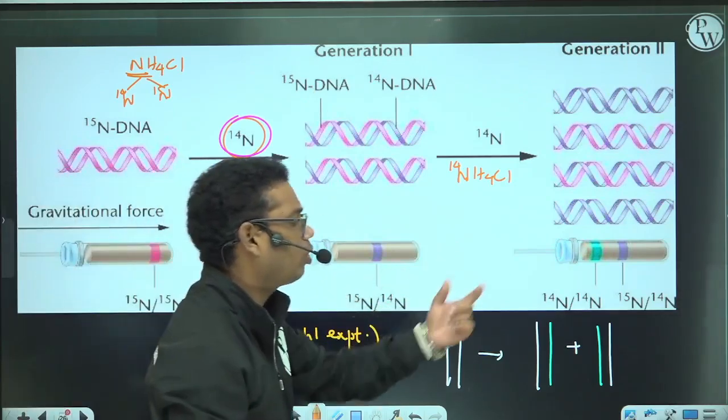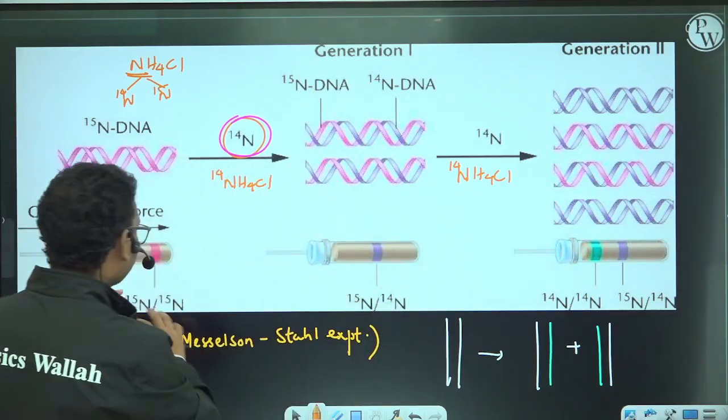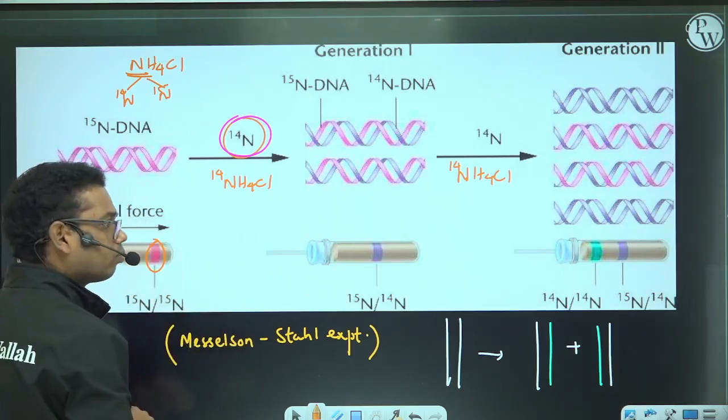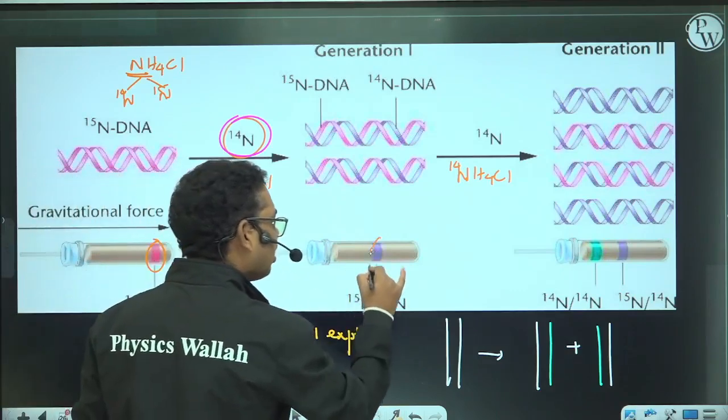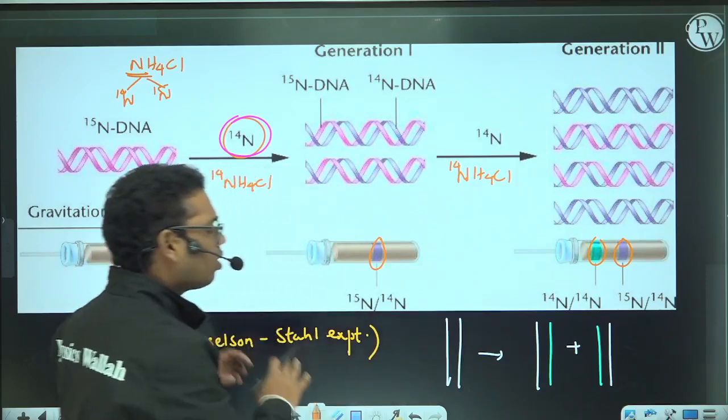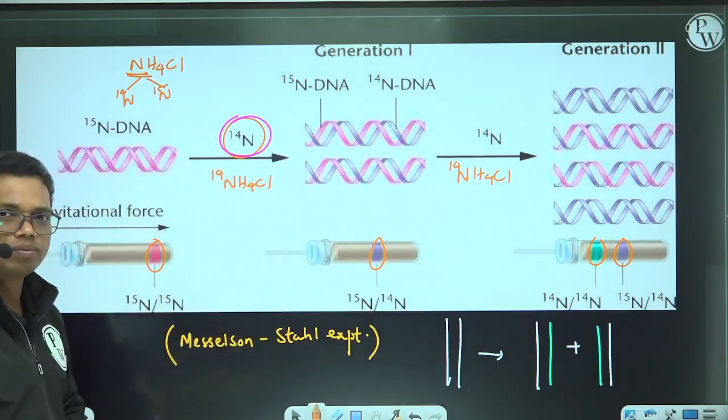They obtained this one. And later on, they compared the band. This one is the DNA band of the bacteria. This one is the DNA band of the bacteria. These are the DNA bands of the bacteria. And later on, they compared the position of the DNA band.